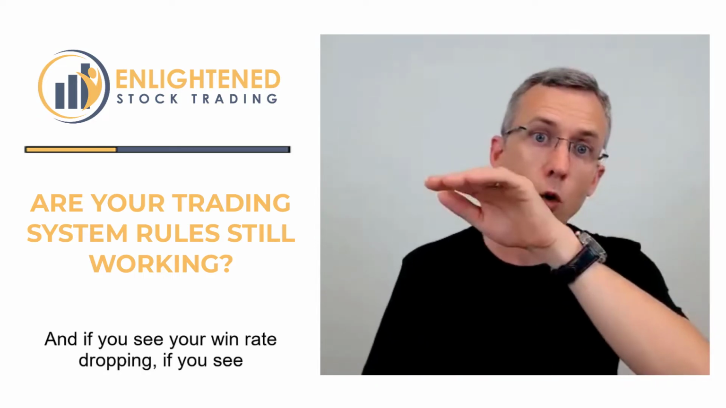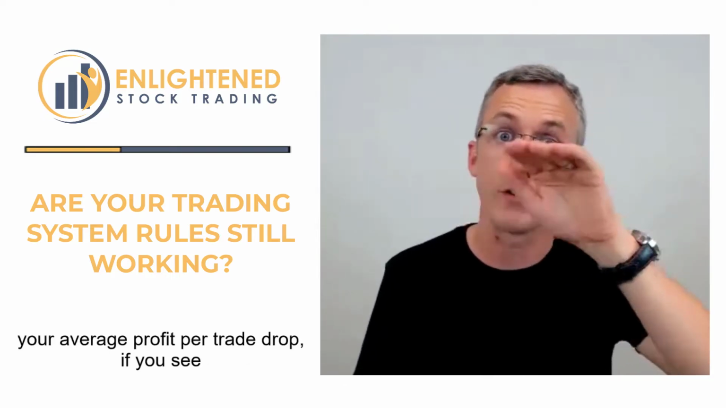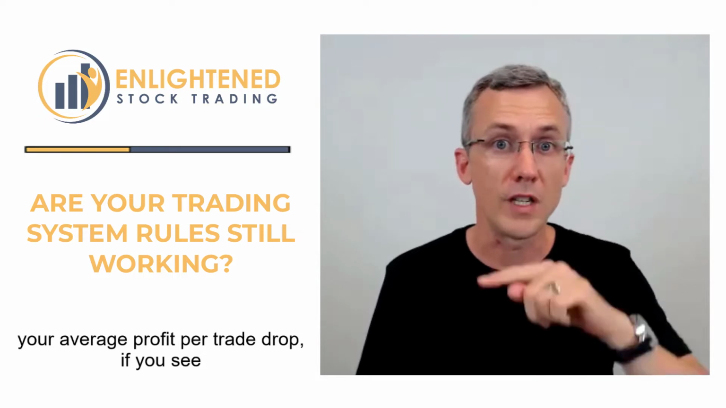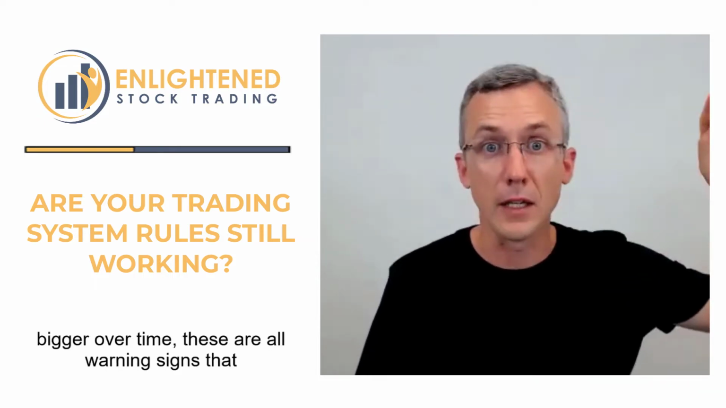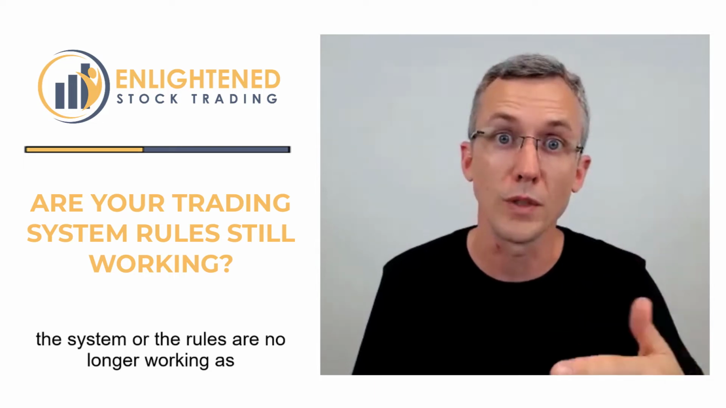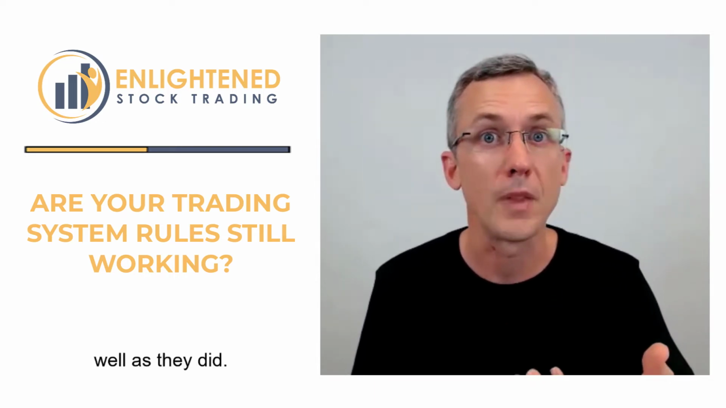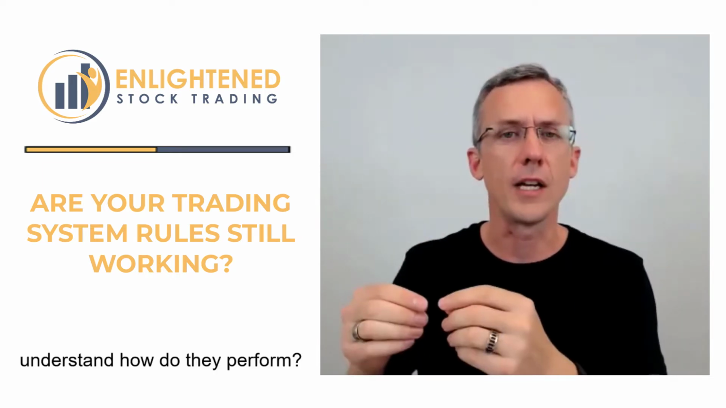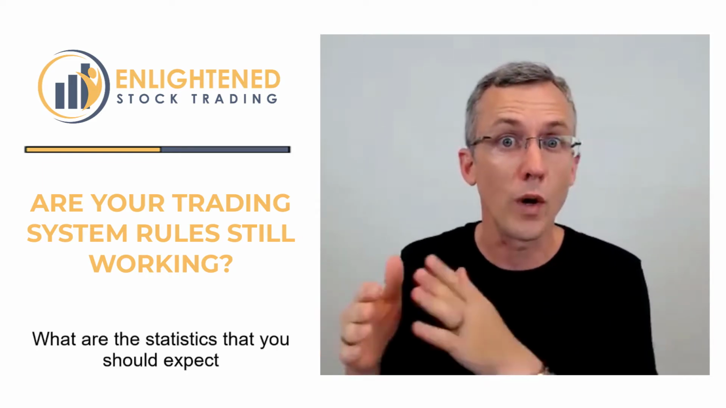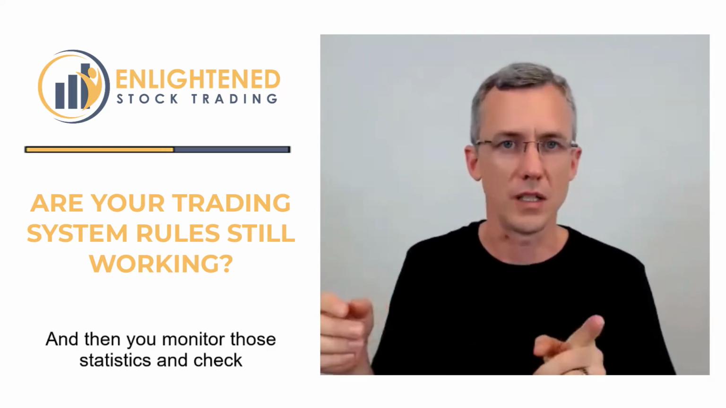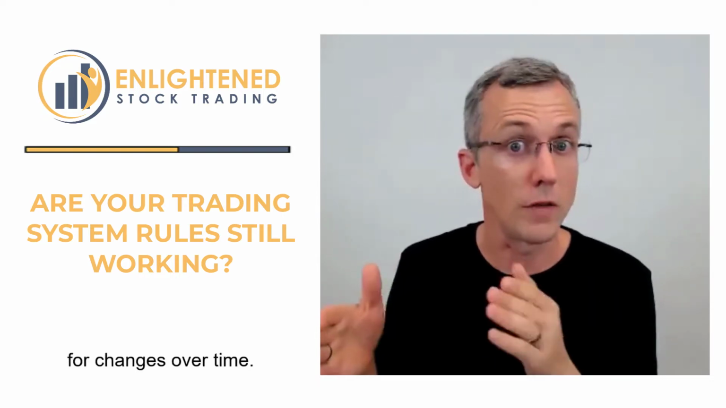And if you see your win rate dropping, if you see your average profit per trade drop, if you see your drawdown in your equity curve getting bigger over time, these are all warning signs that the system or the rules are no longer working as well as they did. And so once you've got a set of rules, you have to understand, how do they perform? You know, what are the statistics that you should expect from those rules? And then you monitor those statistics and check for changes over time.